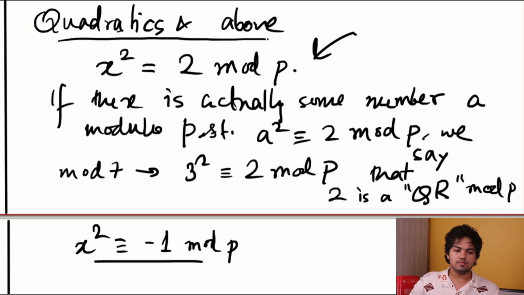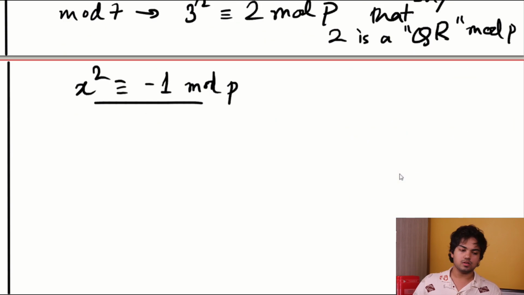The answer to that question, whether or not a given residue mod p is a quadratic residue or not. But that's for later. Today I want to focus on this question. Can I solve this? x squared is equal to -1 mod p.